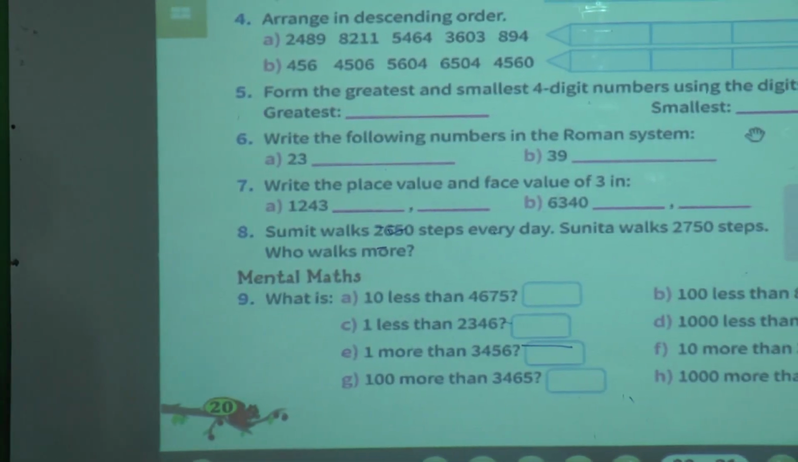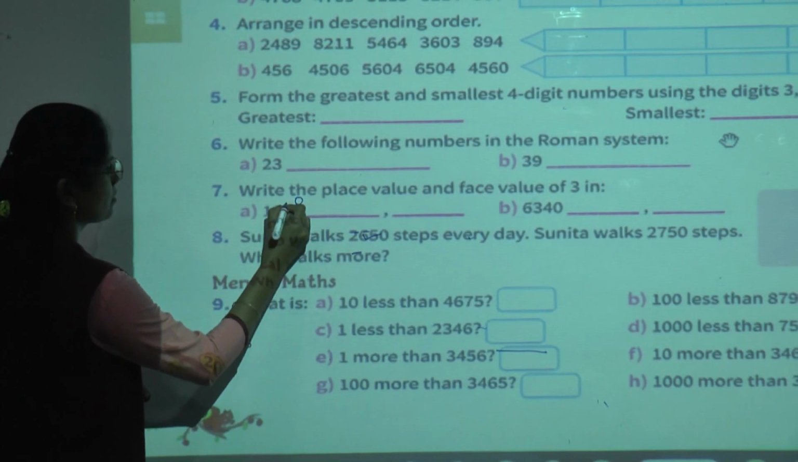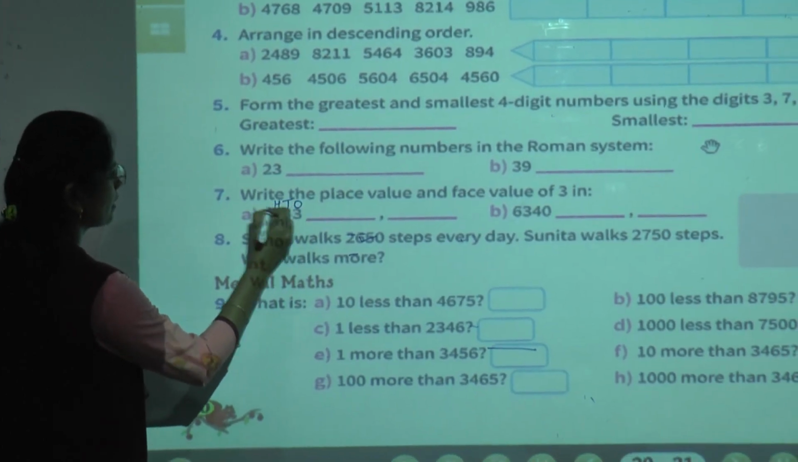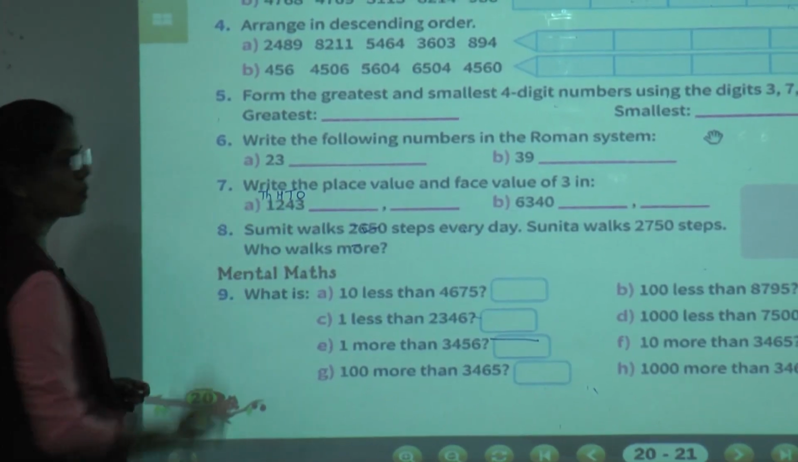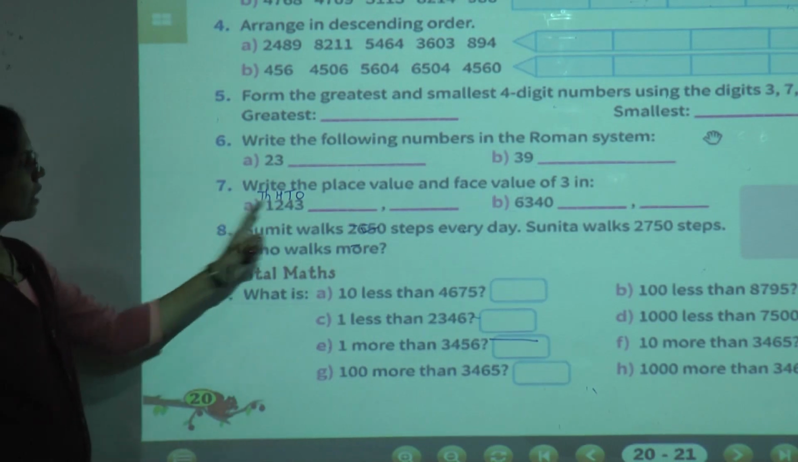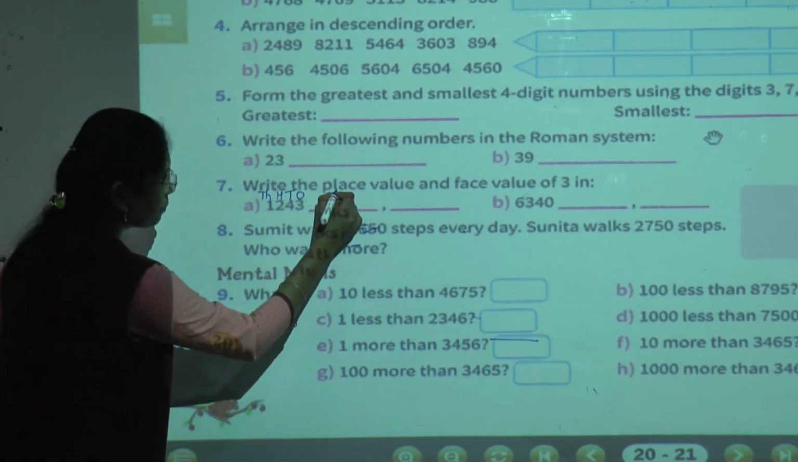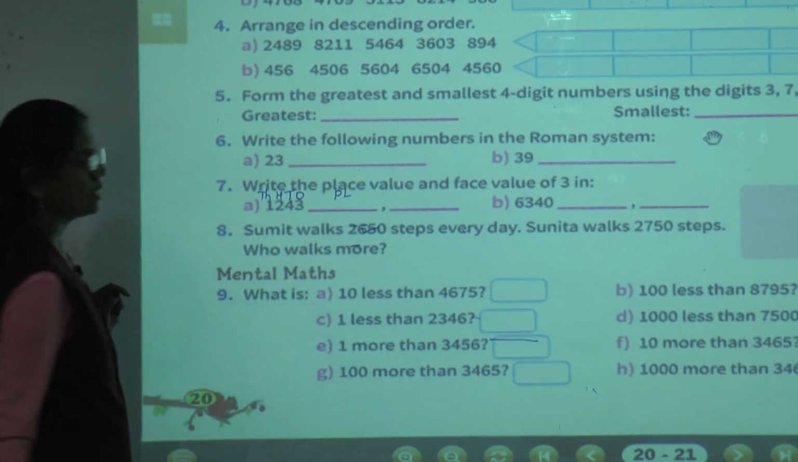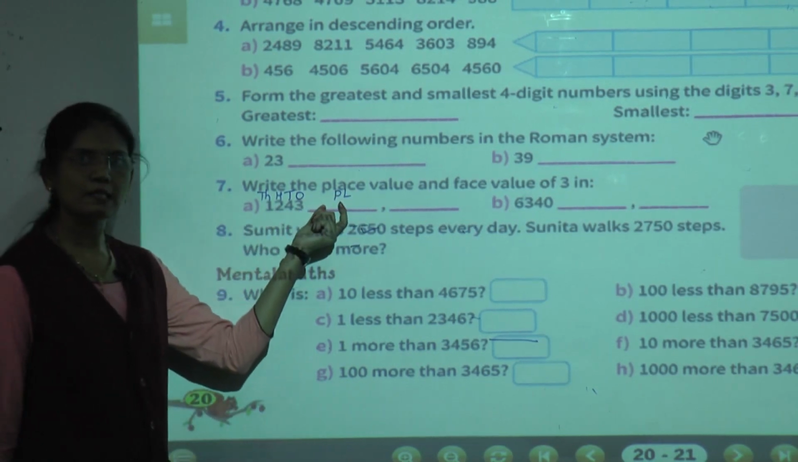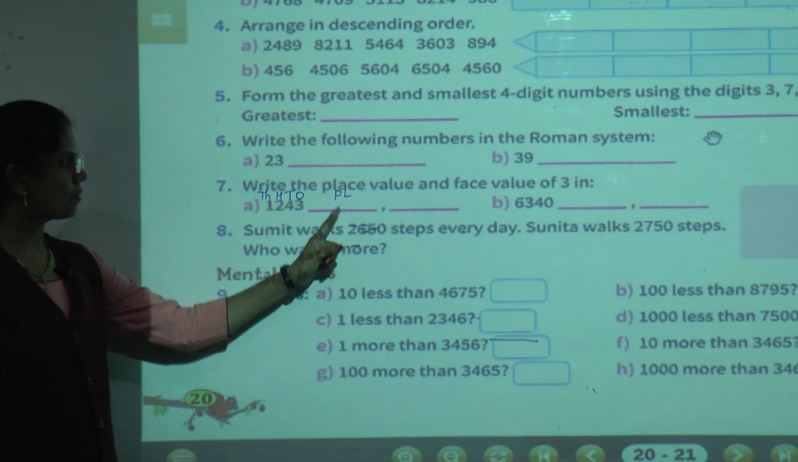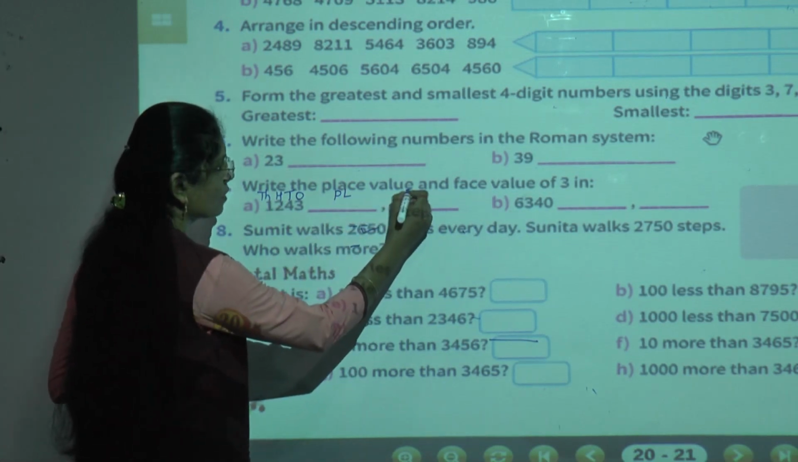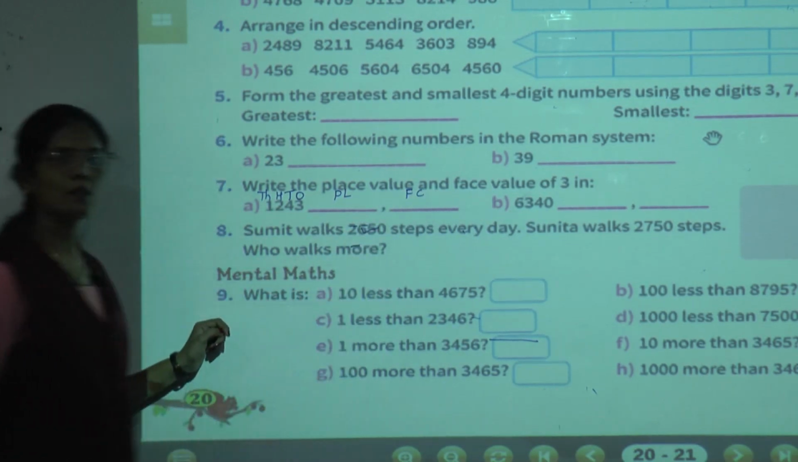See here, this is ones, this is tens, this is hundred, and this is thousands. Now we have to write the place value. First we will write place value, so I will write here PL. PL means what? It is a short form of place value. Here we will write place value, and here we will write face value. Face value means FV.